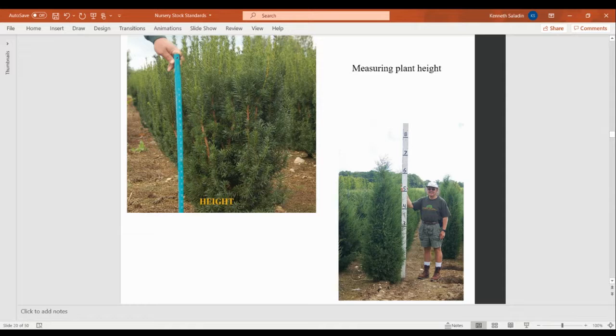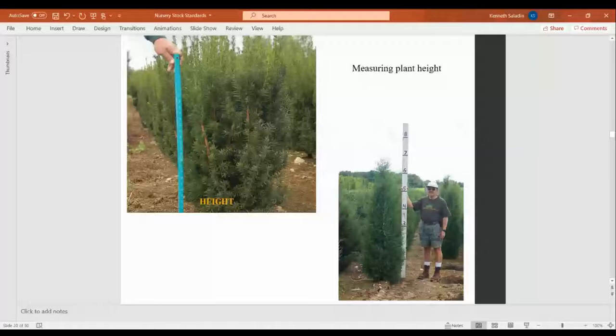Here are some of the different ways that we could measure plant height. Now, the pictures that I'm showing you are not of multi-stem trees. These happen to be evergreens, but you get the idea. People just use whatever they have, or they may make their own measuring stick to take out into the field with them.